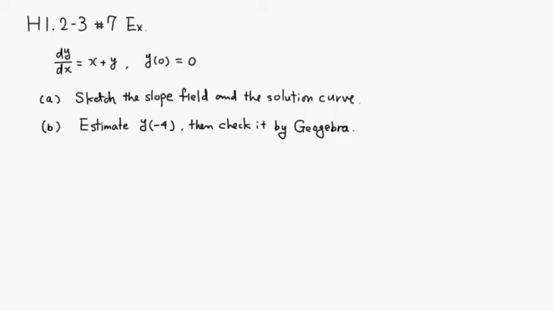Okay, let's look at homework 1.2, 1.3, problem number 7, similar example, right? So we have the initial value problem given here. dy/dx equals x plus y, and the initial condition is y of 0 equals 0, right? First, we want to sketch the slope field using GeoGebra, and we want to draw the solution curve by hand. All right, so let's do that.